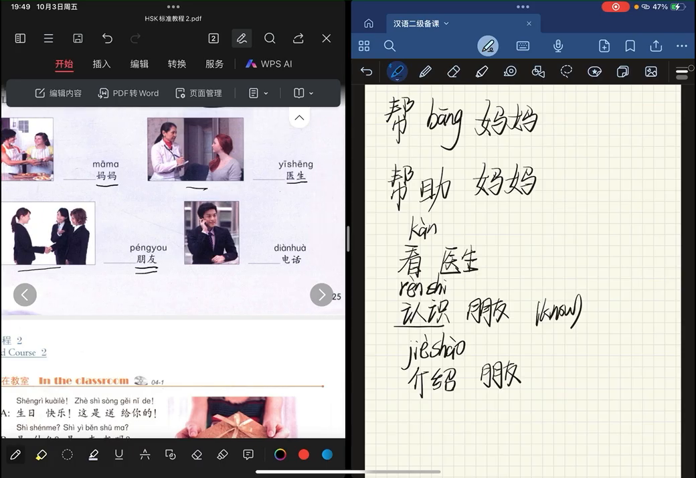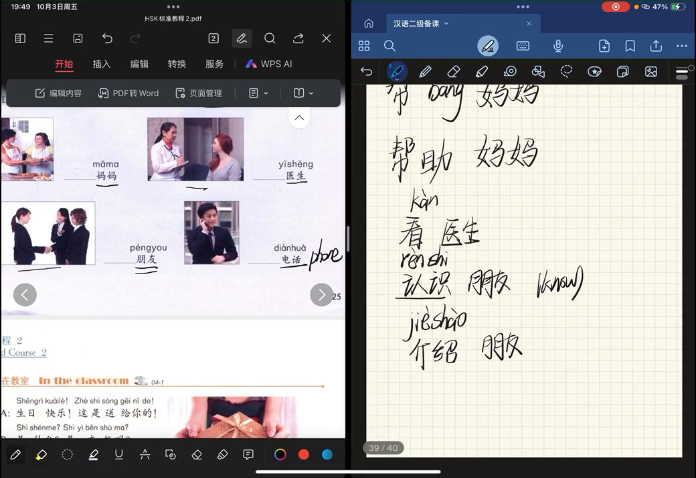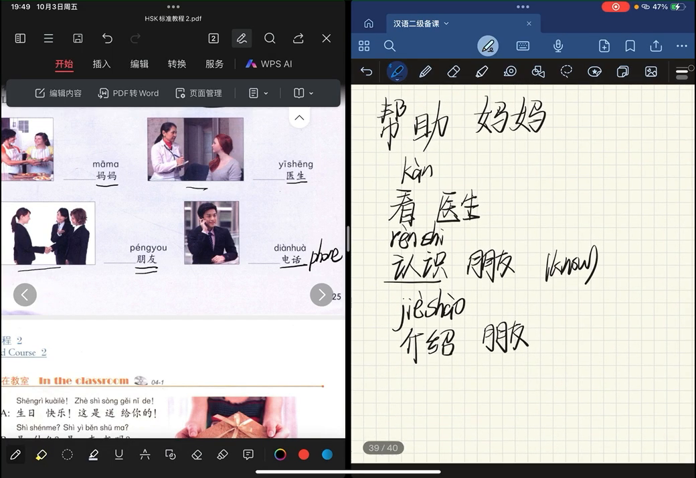Okay, let's see the last one. In the last one, we see he might be answering the phone or he might be making a call, right? So answering the phone, 电话, the phone. We can say answer the phone, 接电话. Or he might be making a call. Maybe he calls someone, right? So call someone is 打电话.